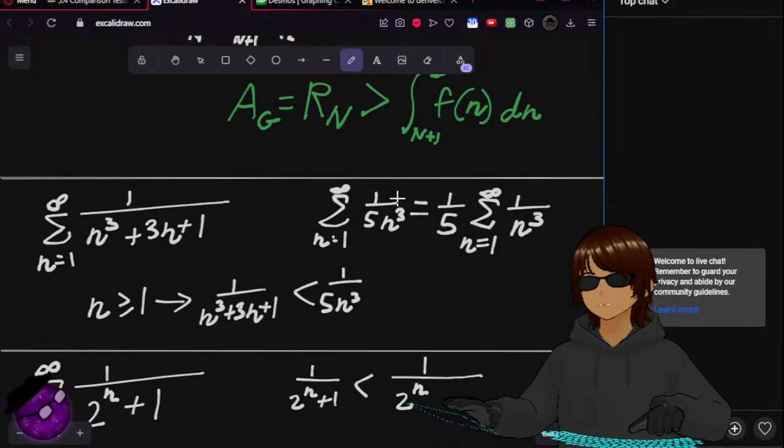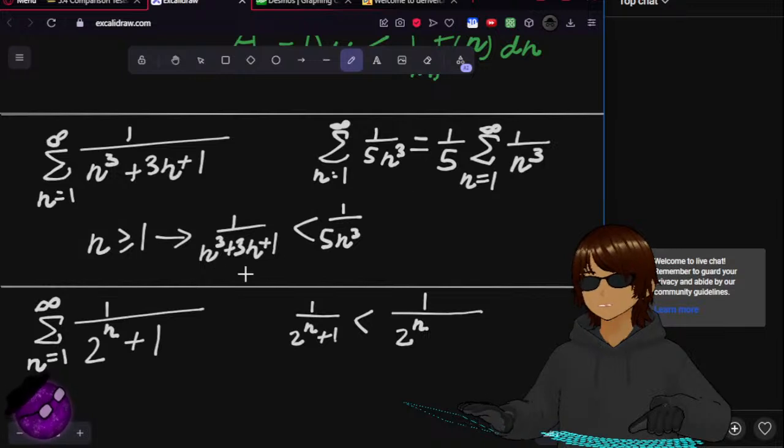Wait, hold on. Did I do greater? No. Hold on, I got this wrong. This will always be greater than this. So if this is converging, it doesn't mean anything.